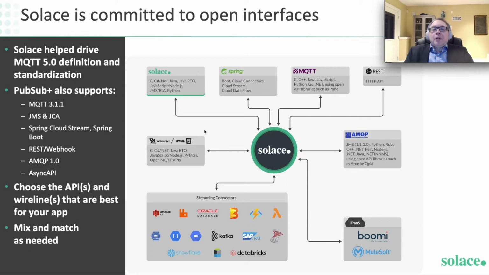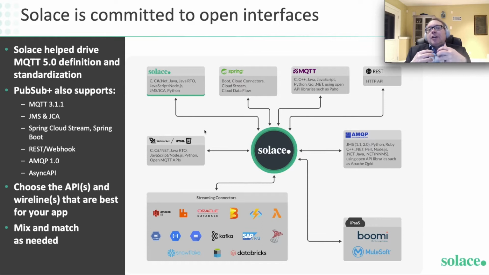So we support the earlier MQTT 3.1, we support JMS and JCA along with Spring Cloud Stream and Spring Boot for Java applications. We have REST and webhooks for your RESTful applications, AMQP 1.0, as well as a rich suite of Solace APIs. And what this really means is that you can mix and match and pick the right API for the job or the problem that you're trying to solve.